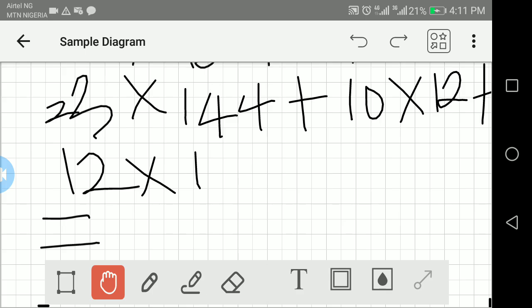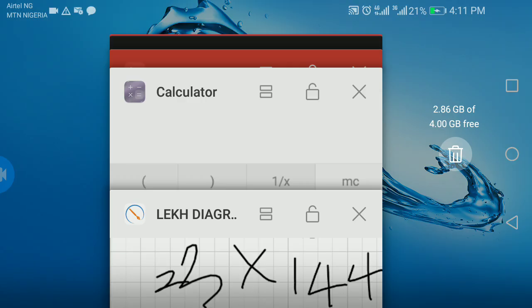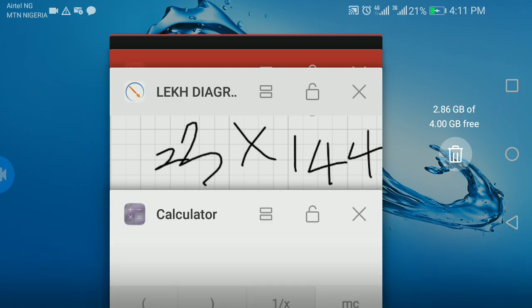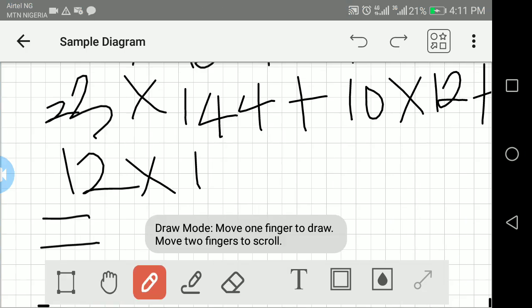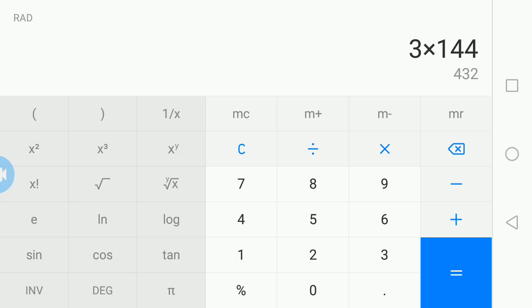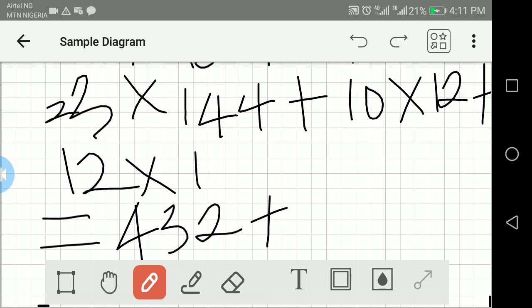Let's go to our calculator. 3 times 144. The answer is 432. So you come down here, you take 432 plus 10 times 12. 10 times 12 is 120. So we have 120 plus 11 times 1, which is 11.